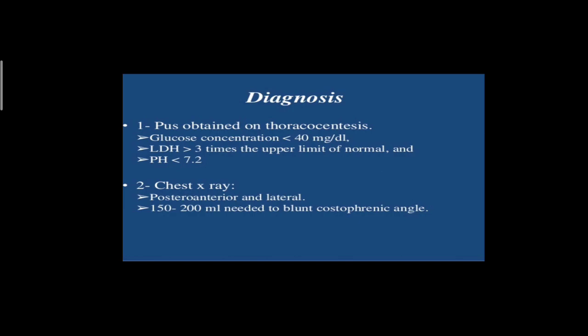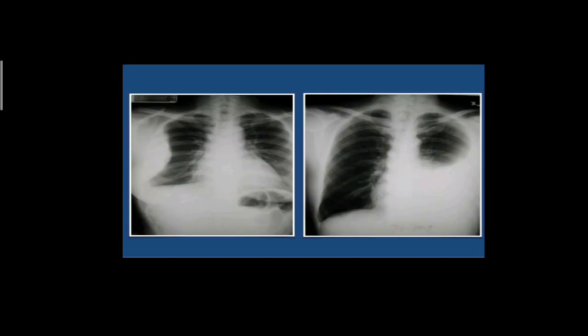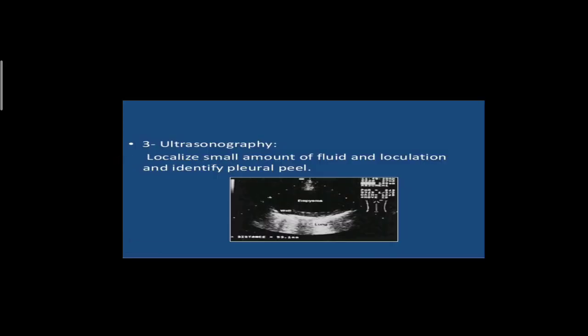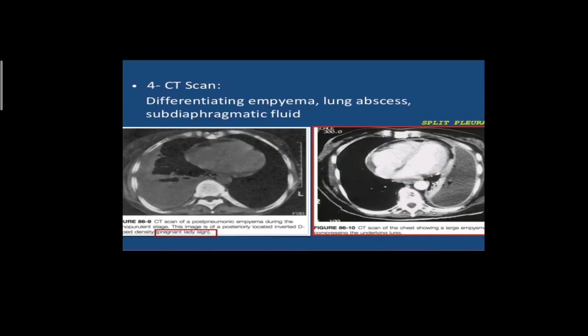Diagnosis: we have to collect the pus obtained on thoracentesis. Glucose concentration will be less than 40 mg per dL, LDH greater than 3 times the upper limit of normal, and pH less than 7.2. Chest X-ray: posteroanterior and lateral views have to be done. 150 to 200 mL is needed to blunt the costophrenic angle. On ultrasonography, we can localize small amounts of fluid and loculations and identify the pleural field. On CT scan, you can differentiate empyema, lung abscess, and subdiaphragmatic fluid.